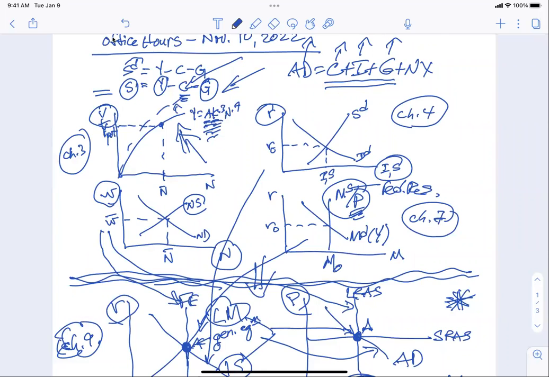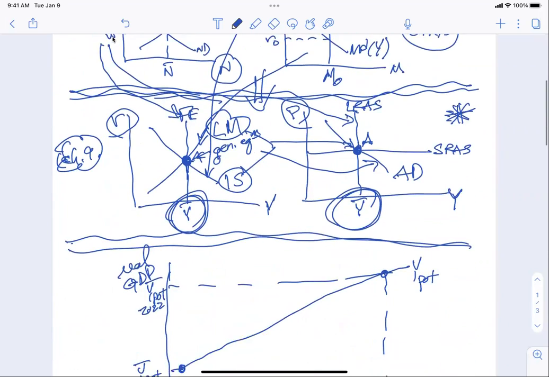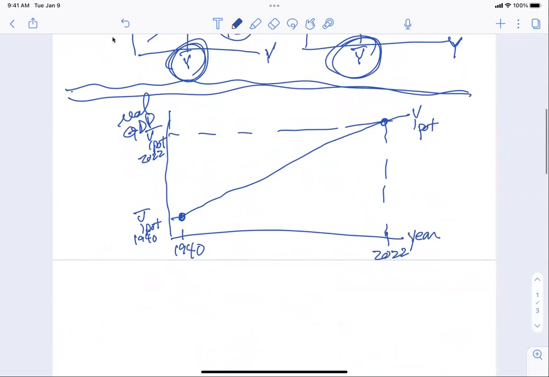So that's the chapter 3 stuff we did. That's what leads to this picture. So that's an increase in living standards over time. You can look back at questions from the homework, probably homework 2, from the first exam. Those are questions about that.